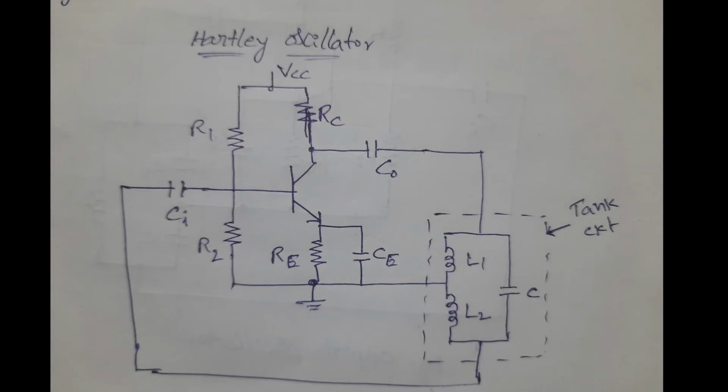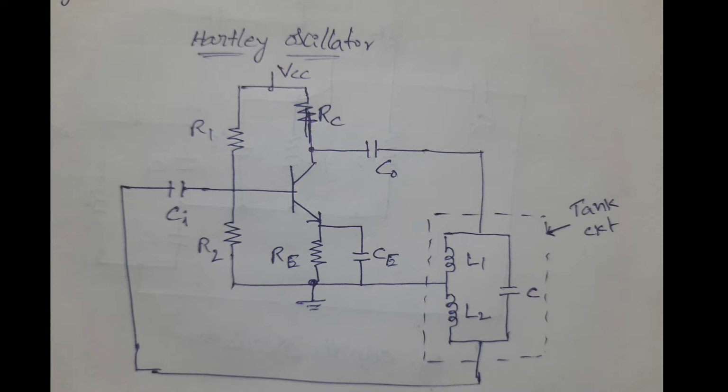Okay, we'll see the Hartley oscillator. The Hartley oscillator is a type of harmonic oscillator which was invented by Ralph Hartley in 1915. These are tuned circuit oscillators which are used to produce waves in the range of radio frequency, and hence are also referred to as RF oscillators.